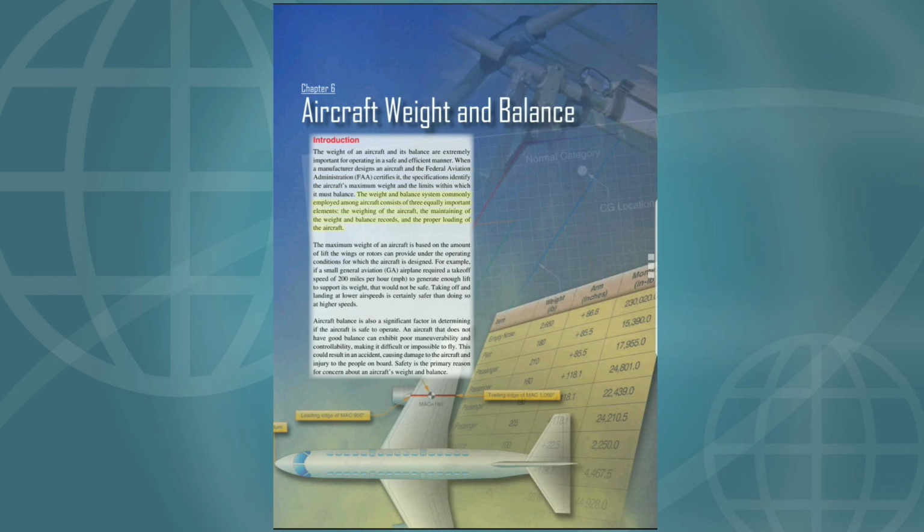The weight and balance system commonly employed among aircraft consists of three equally important elements: the weighing of the aircraft, the maintaining of the weight and balance records, and the proper loading of the aircraft. The maximum weight of an aircraft is based on the amount of lift the wings or rotors can provide under the operating conditions for which the aircraft is designed.